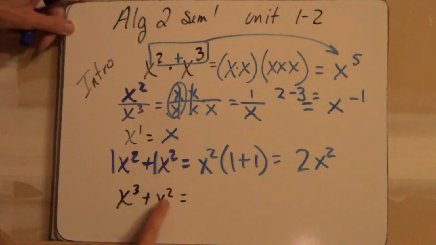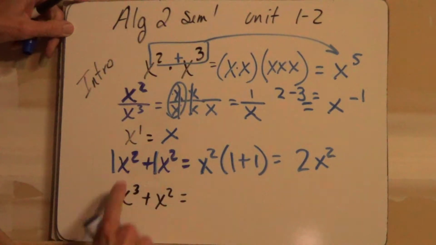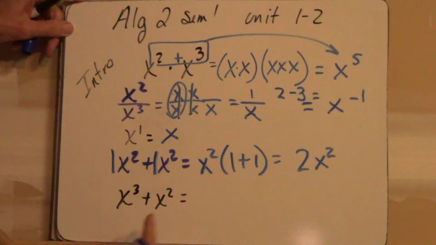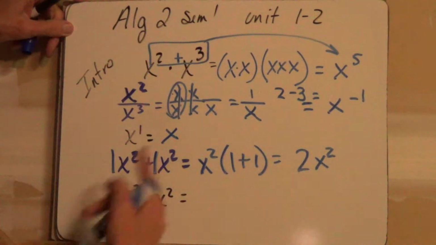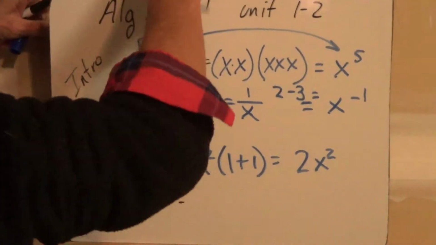Now, x cubed plus an x squared, they are not like terms. So you can't just add them together. I mean, you could factor the x squared out and end up with a binomial, but you really can't just add those two terms together because they're not alike.